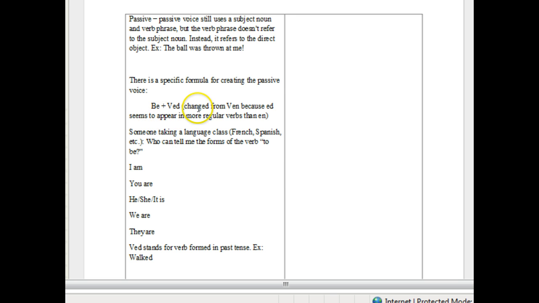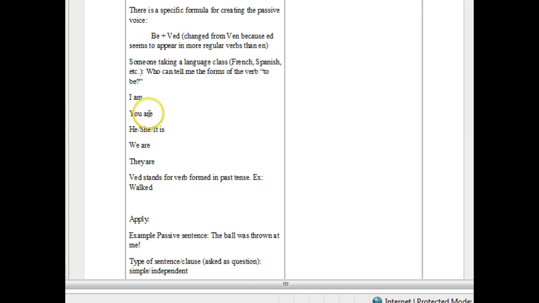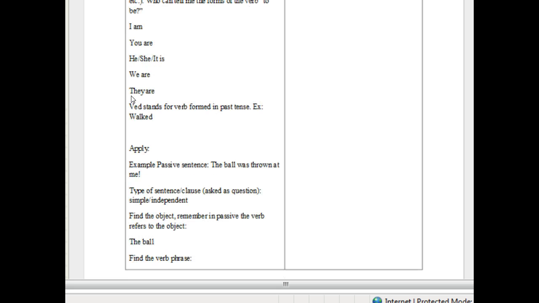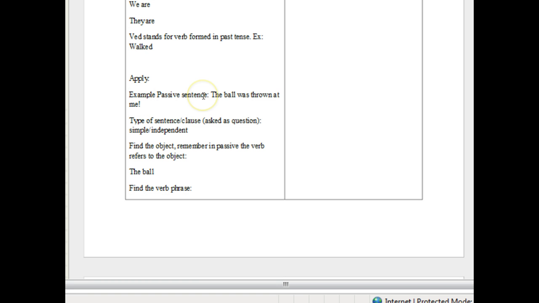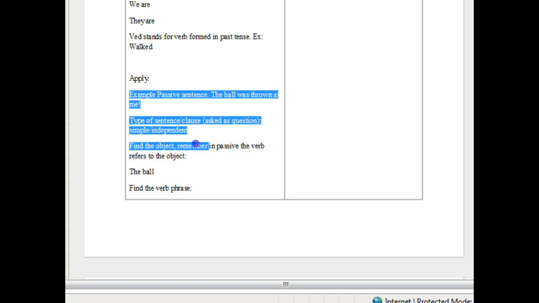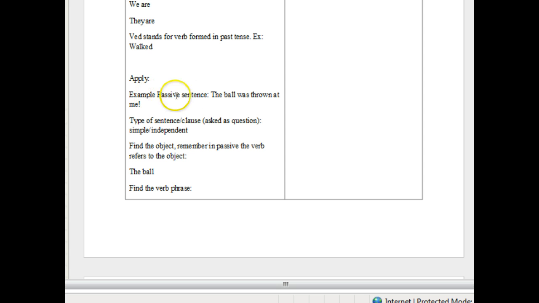All right, so be plus then, be plus VED. Okay, great. Make sure you grab all the conjugations of be. It's am, is, are, was, were, be, being, and been. Okay? All right. So here's your past example of a passive sentence. All right? Now, here's a question I have for you. Okay? You say, example passive sentence, the ball was thrown at me. Type of sentence clause asked as a question, simple, independent.